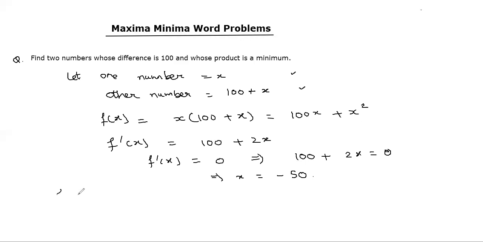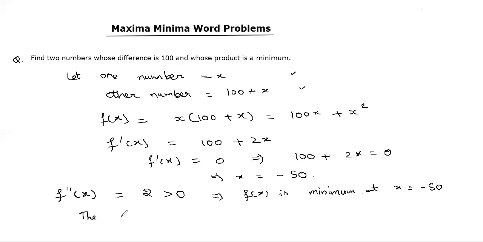Now find the second derivative. The second derivative is 2, which is greater than 0 for all values of x and also at the critical value. So it means that f(x) is minimum at the critical point. So we have obtained our solution. So the numbers are respectively minus 50 and 50, and their product now will be minimum, which is a negative product.